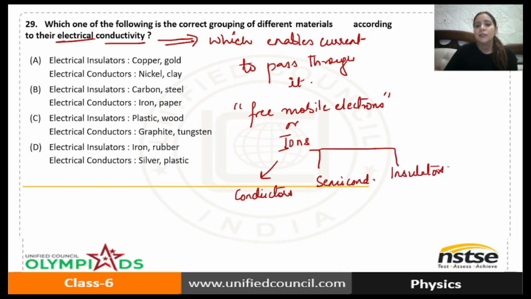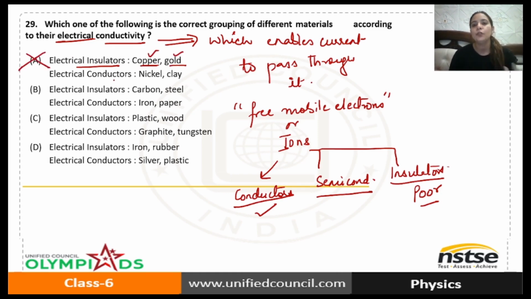So conductors are those which allow current to pass through them very easily, because they have very low resistance, low obstruction to the flow of charge. Semiconductors are moderately conducting, and insulators are poor conductors of electricity, because they don't have ions or free mobile electrons in them. Now here option A says insulators, copper and gold. Now let me tell you, all metals are good conductors. So copper and gold written as insulators is incorrect.